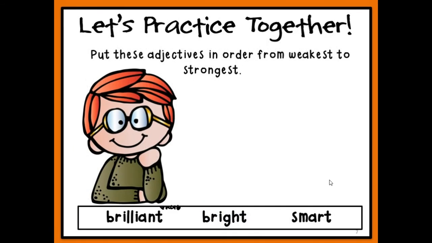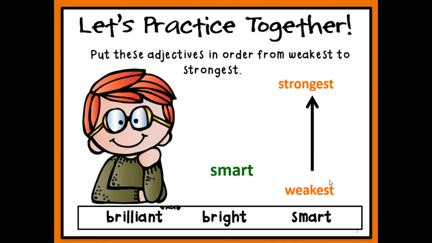So we're going to practice together. I have three adjectives down here on the bottom. We're going to put them in order from weakest to strongest. We have brilliant, bright, and smart. So which one of these do you think would be our weakest of these three words, which all pretty much mean the same thing? Yes, I agree. Smart. So then which one would be a little bit stronger than smart, bright, or brilliant? I agree with you as well. Bright would be in the middle, a little bit stronger than smart, but not as strong as brilliant. Brilliant would be our strongest word.